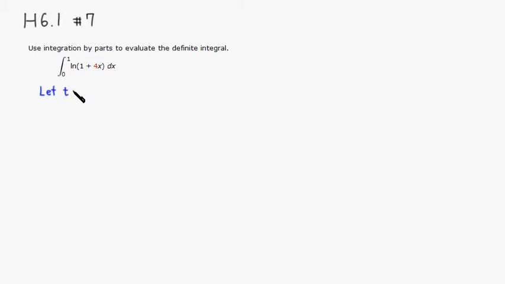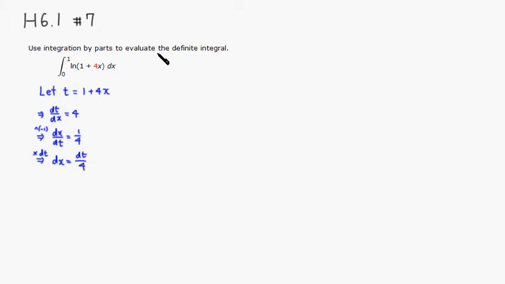So let t equal 1 plus 4x. Then we can take the derivative of t with respect to x. That will give us 4. Then take the reciprocal of both sides, and you would have dx over dt is equal to 1/4. Then multiply both sides by dt so that dx is isolated. So dx is dt over 4.